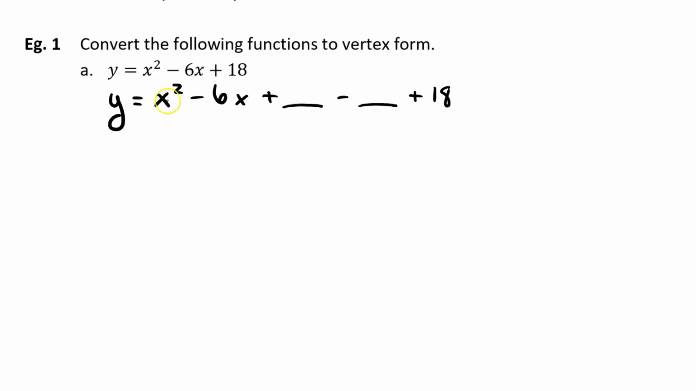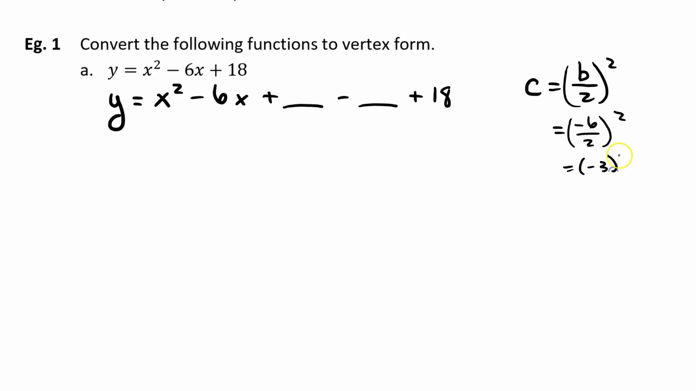So what are we going to add and subtract to these first two terms to make it a perfect square trinomial? Well, to find out what our c is, we're going to say b over 2 squared. Our c simply is going to be negative 6 over 2 squared. Negative 6 over 2 is negative 3 squared, which is 9. So we're going to add 9, but then we're going to subtract 9. It's like it was never there.